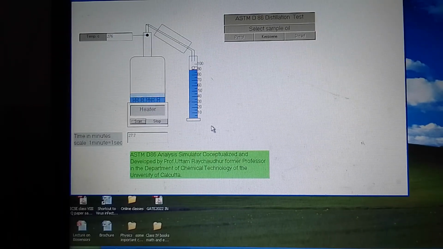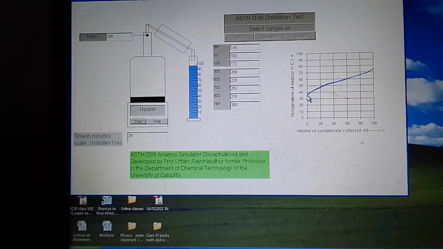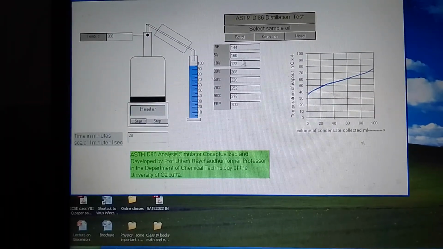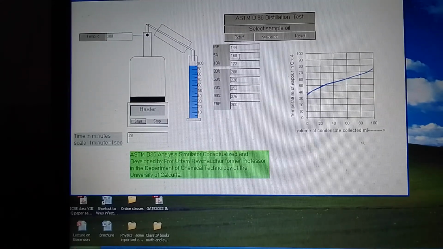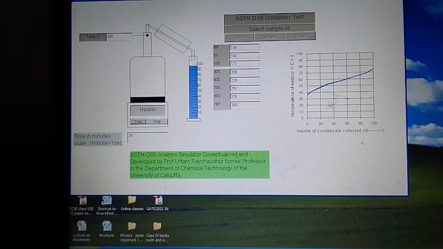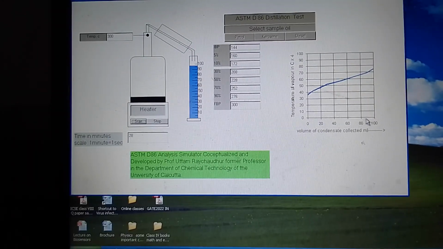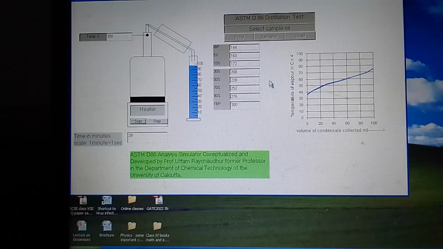So we collect it, and after that we get this plot which you can verify by these points, and the IBP is 144 degrees centigrade, and 5%, 10%, 30, 50, 70, 90%, and the FBP, the final boiling point, in degrees centigrade, are measured, and it is plotted here cumulatively with the volume collected for the kerosene.